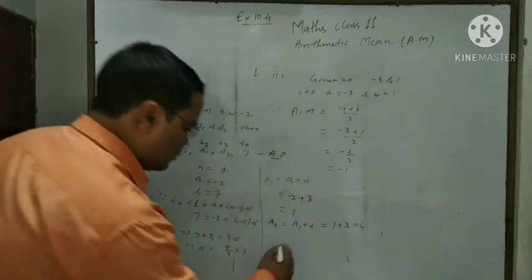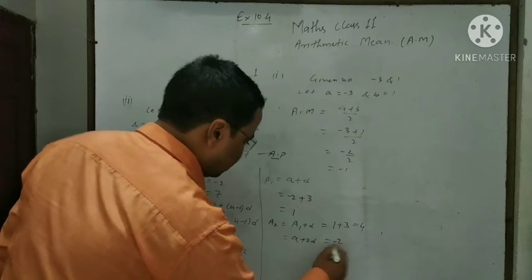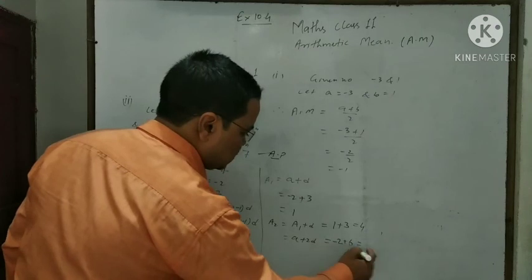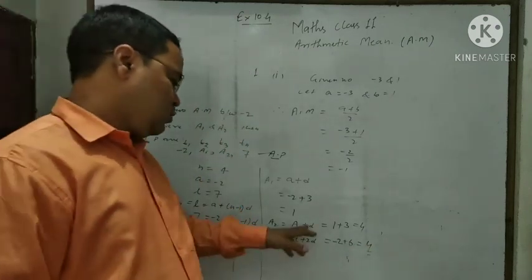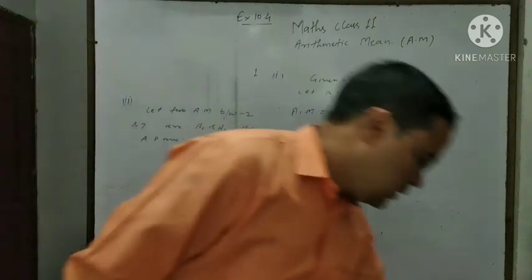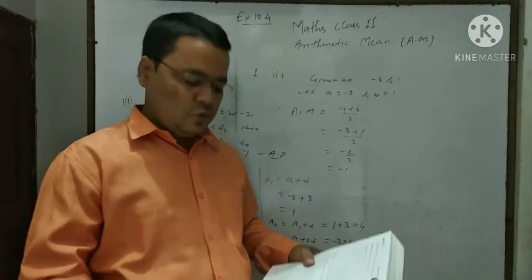We can use this formula also: a plus 2d. a is -2 and d is equal to 3. 3 times 2 is 6, and -2 plus 6 gives the same value. Either we can use this formula or that formula; in both ways the value will be the same. Similarly, these types of questions are given in exercise 10.4.